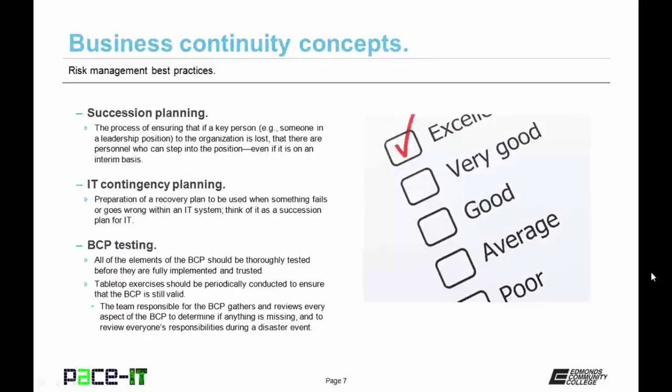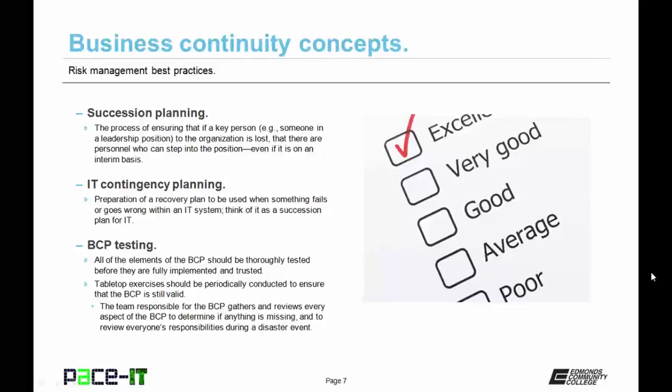Part of any BCP is succession planning. It's the process of ensuring that if a key person, as in someone in a leadership position to the organization, is lost, that there are personnel who can step into the position right away, even if it is only on an interim basis. Then there's IT contingency planning. It's preparation of a recovery plan to be used when something fails or goes wrong within an IT system. It's very similar to a succession plan, but it's for IT.